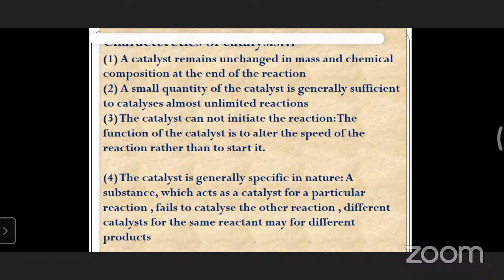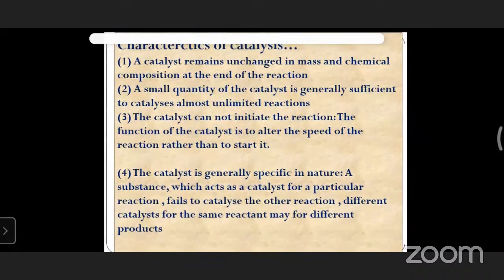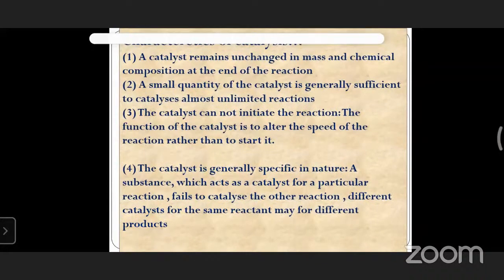What is that? For any reaction, we should not use the same catalyst. It's not like that. For different reactions, different catalysts will be there. If for the same reaction we use a different catalyst, we are going to get different products. It means for different reactions, different catalysts may be used. For the same reaction, if a different catalyst is used, we get different products also. That means for all reactions, the same catalyst is not used. For the same reaction, if we get different products, it means we should use a different catalyst.